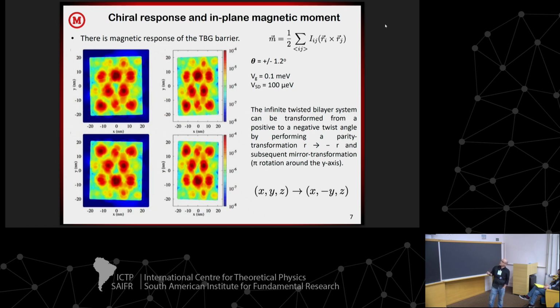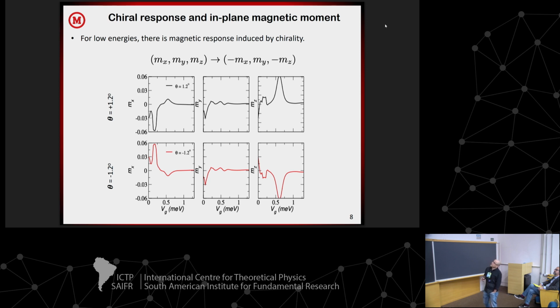So we are now sure that we are actually inducing a chiral response of the barrier. And this corresponds with the basic transformation expected for an infinite twisted bilayer graphene, because in infinite systems we can go from the positive to the negative twist angle just with a parity transformation and then a mirror transformation. And you can see that's what we see here when we plot the magnetic moment.